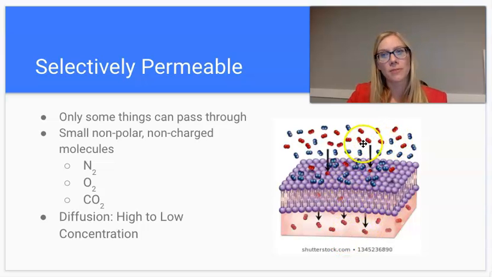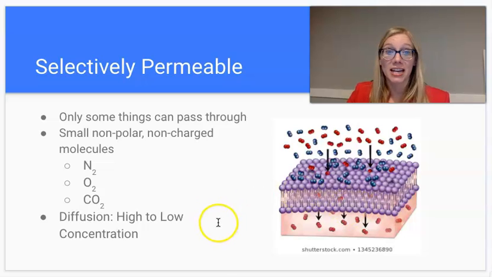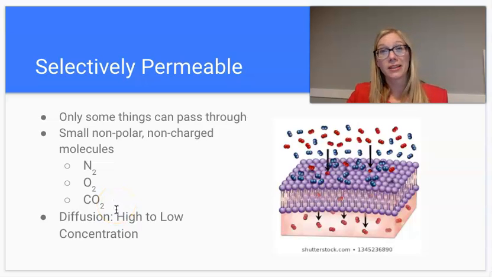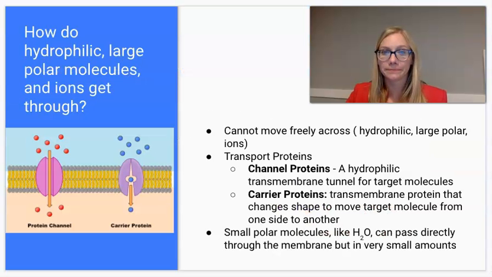Typically, they're going to move from your high concentration to your low concentration, so we could describe it as diffusion, right? What are some of the molecules specifically that can do that? Gases: nitrogen gas, oxygen gas, carbon dioxide gas. All of those typically can move straight through the membrane, again, from a high concentration to a low concentration.